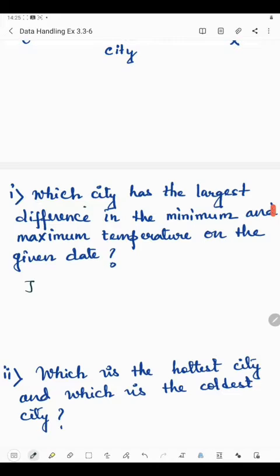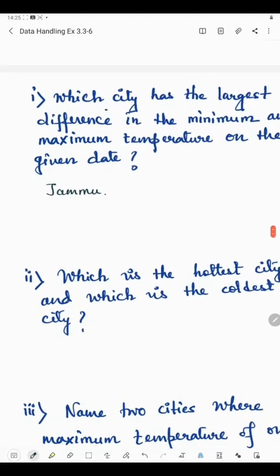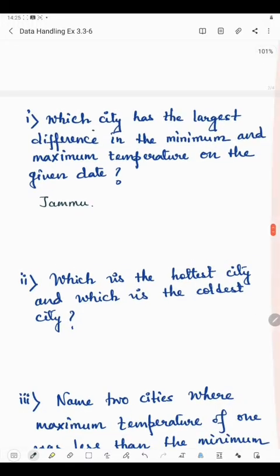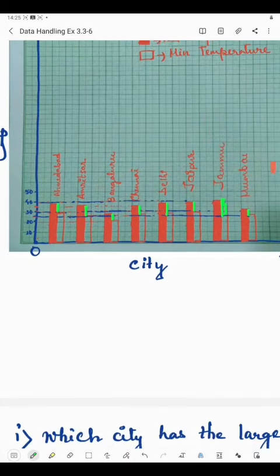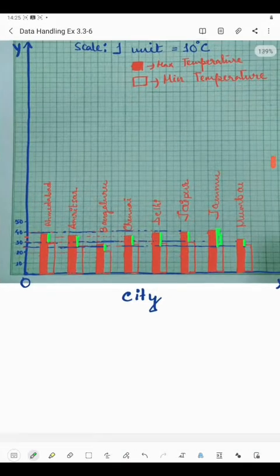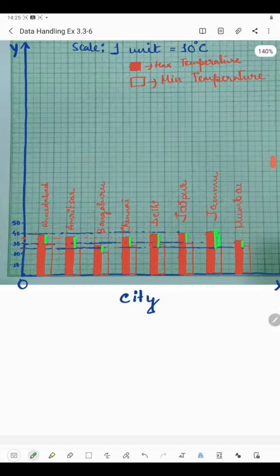So we'll write Jammu has the largest difference between maximum and minimum temperature on the given date. Okay. Now coming to the next part. The next part we have is which is the hottest city and which is the coldest city. To find the hottest city, just observe the graph here. Here we can see that Jammu's temperature is 41 degrees Celsius. This is the tallest bar among these. The hottest city is Jammu.